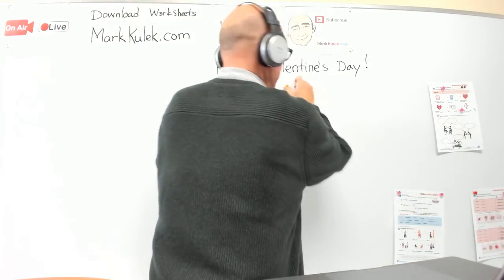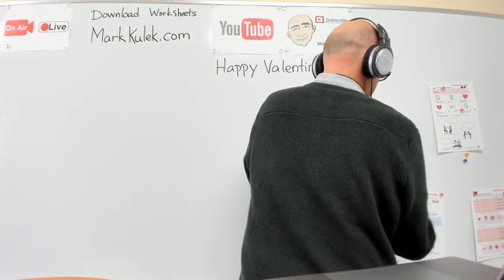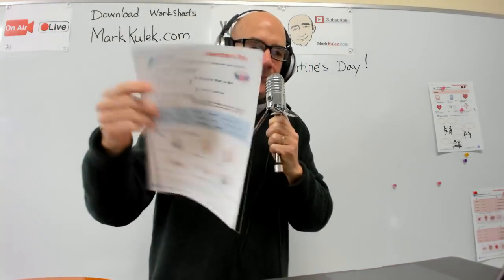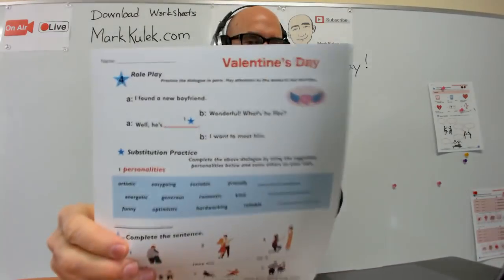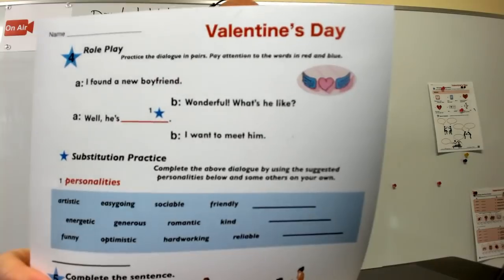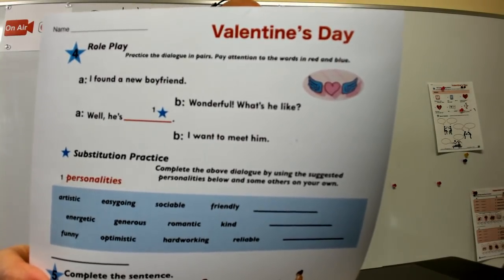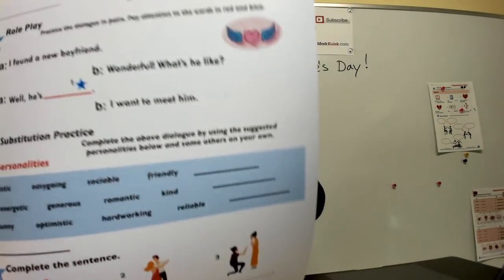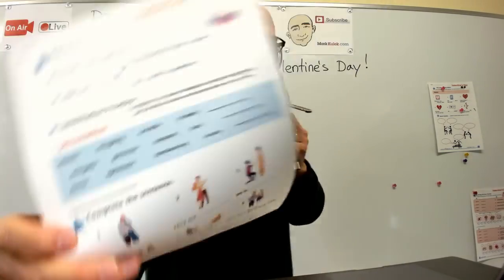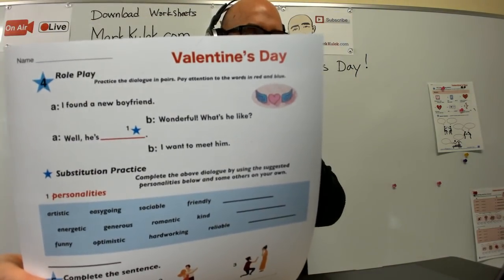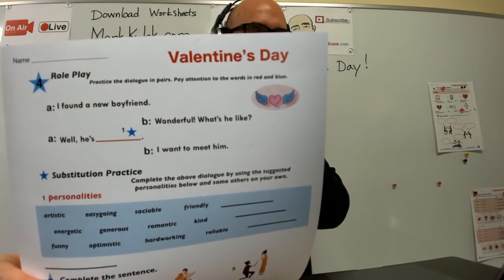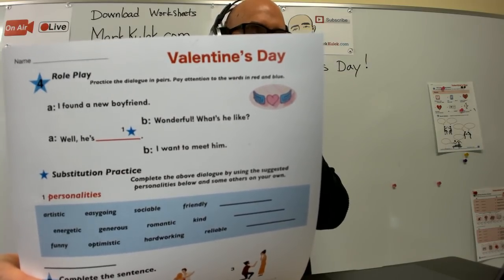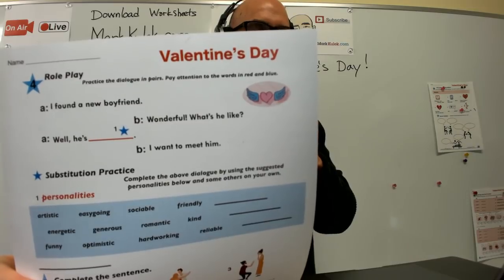This is the last page, page 3. And here we go. We have a role play here, and then we have some personalities. Our song: we are the romantic army. Okay, role play. A: I found a new boyfriend. B: Wonderful. What's he like? A: Well, he's... And then B says, I want to meet him.